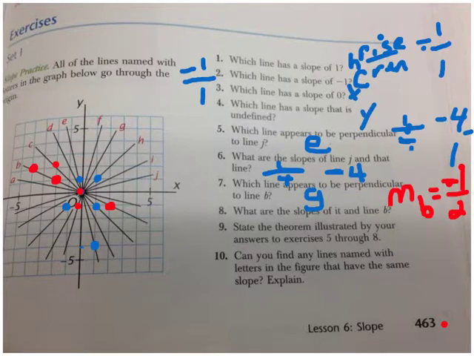Line G, let me pick a different color. It should be 2 over 1. So let's check and make sure it is. Here, if I start at the origin, up 2 over 1. Yeah, G is 2 over 1. So they were perpendicular.